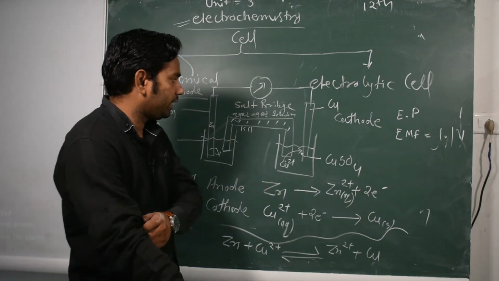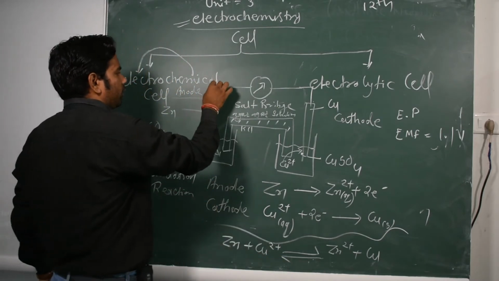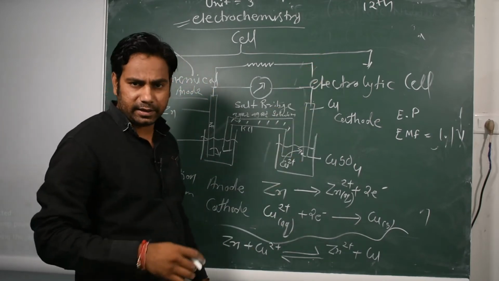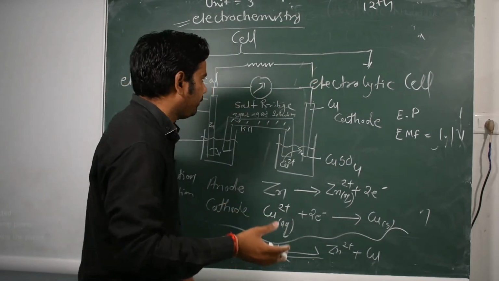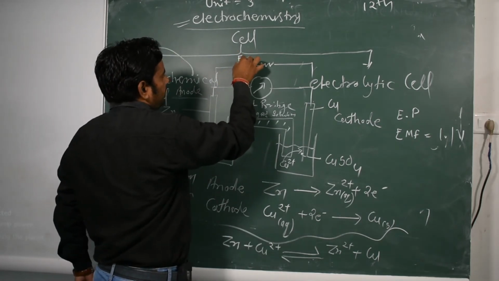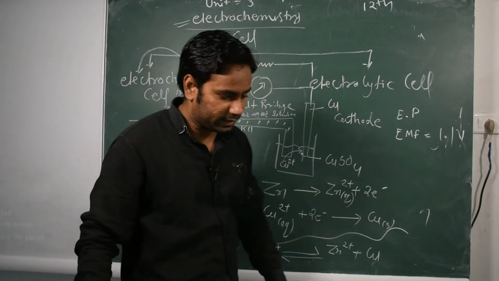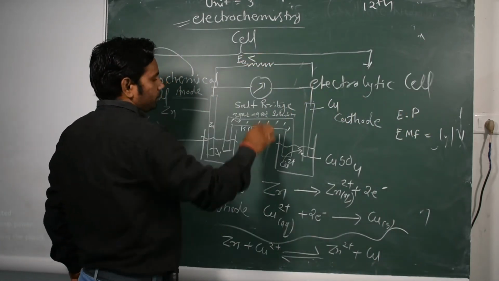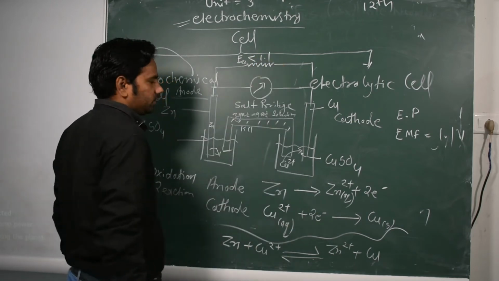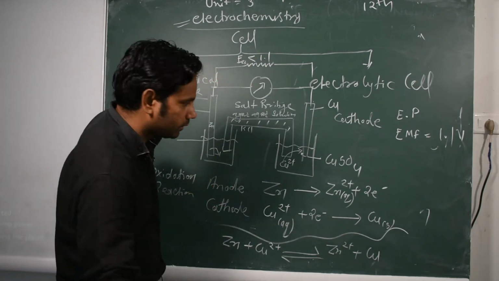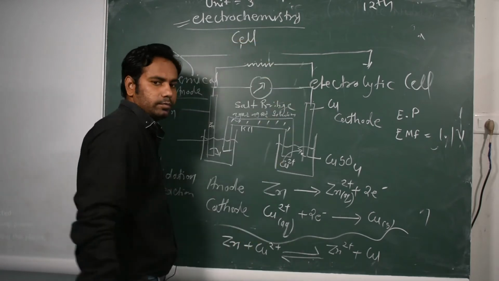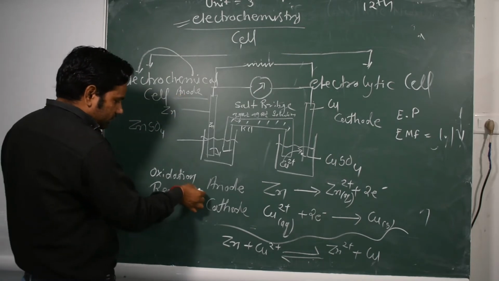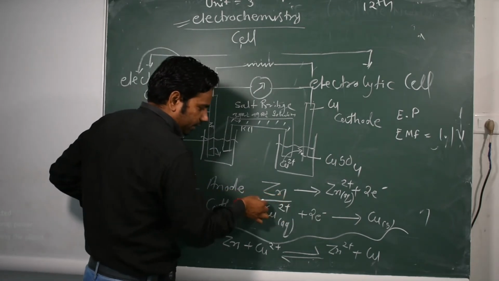Okay, if we connect the electrodes to an external electric source, with external voltage E external at most 1.1 volt. First we discuss the normal conditions. Here at the anode, an oxidation reaction occurs. What happened here?